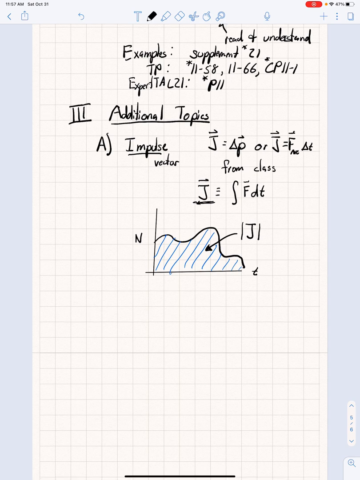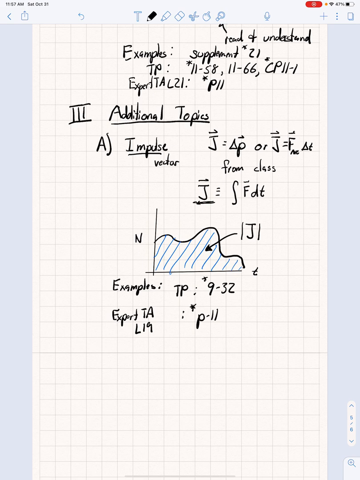We've done a couple problems like this in class. So if I wanted to look at some additional examples of where this has been done, from our text, you can look at problem 9-32. 9-32 would be a good one. And then for those that are in my class, Expert TA from lesson 19. We did a couple from lesson 19. We did problem 11, which I'd make sure I understand, and problem 5.